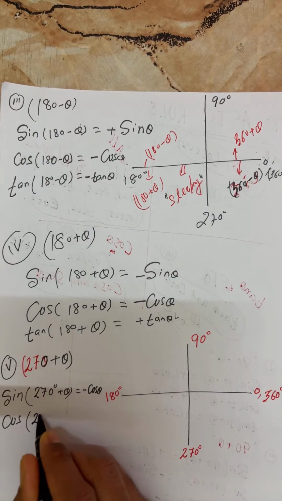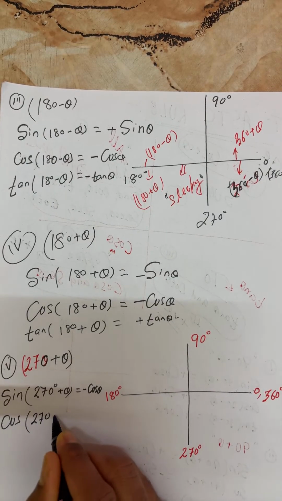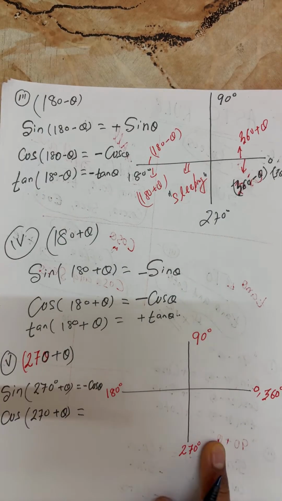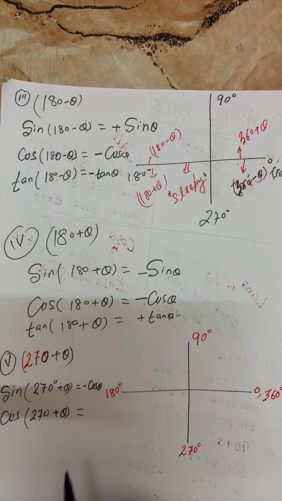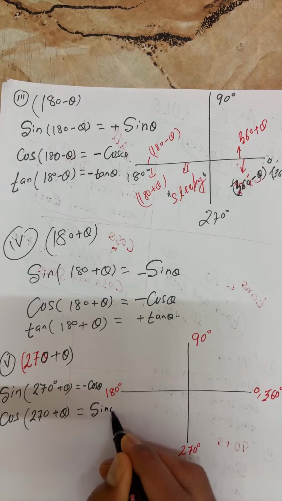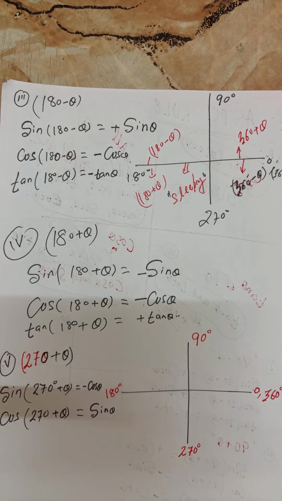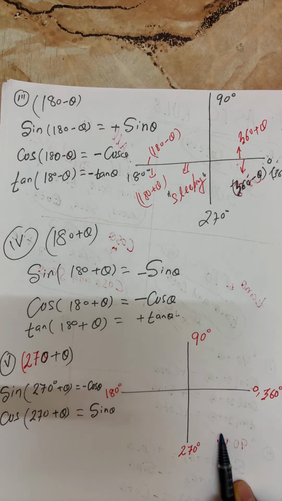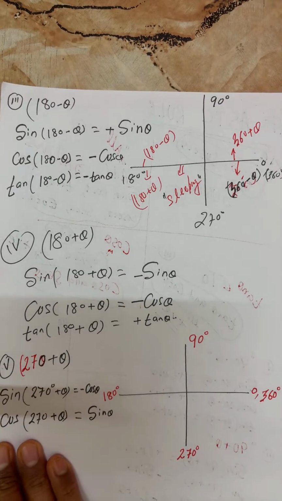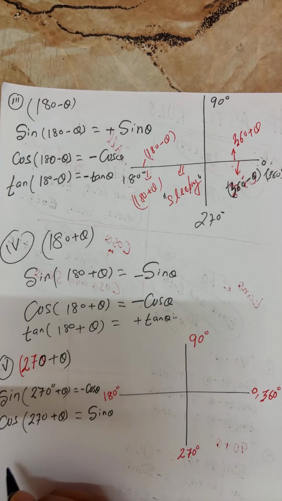Cos of 270 plus theta. Tell me, the function will change, it will go to sine. But this is plus sine theta. Why, student? Because in the fourth quadrant, cos and secant are positive. Cos and secant are positive. Now, next one here.